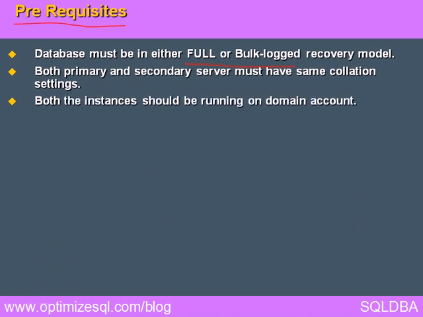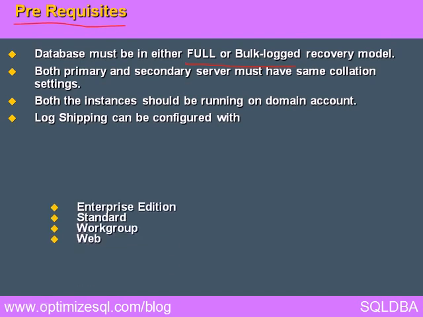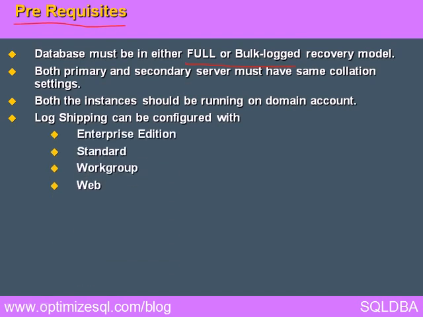Both the instances should be running on a domain account. If you want to configure log shipping across 2 different boxes, then both should be running on a domain account. We'll see first 2 instances on the same machine, and later we'll see log shipping configuration on 2 different machines. Log shipping can be configured with any of these editions: Enterprise, Standard, Workgroup, Web, all these editions support log shipping.